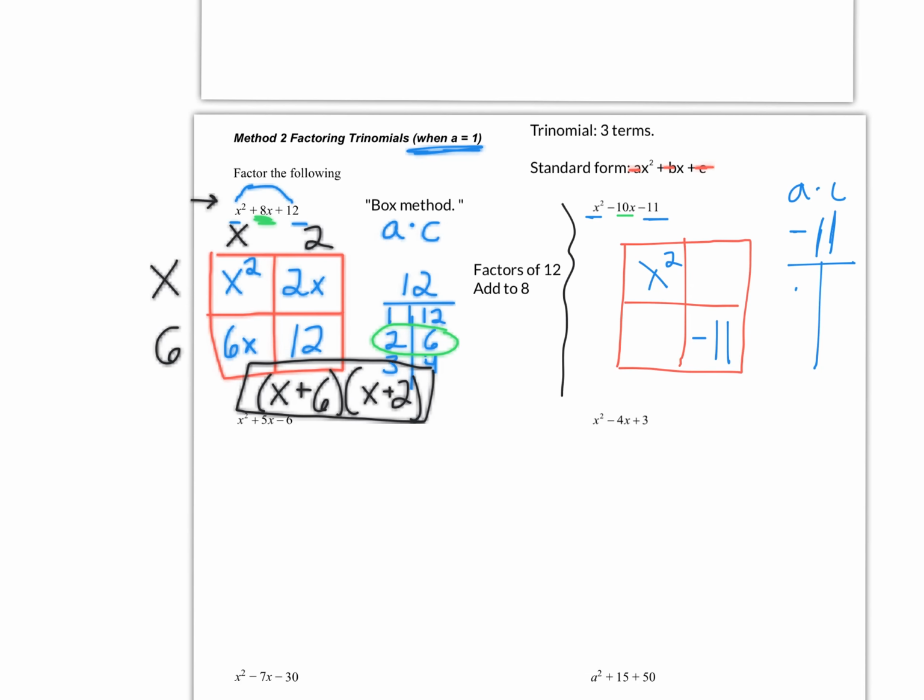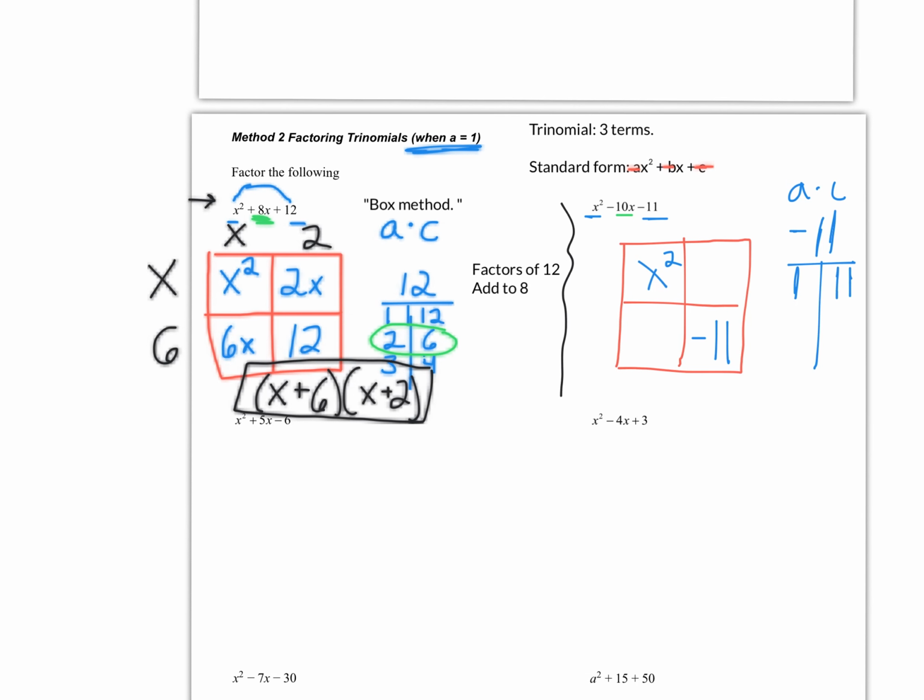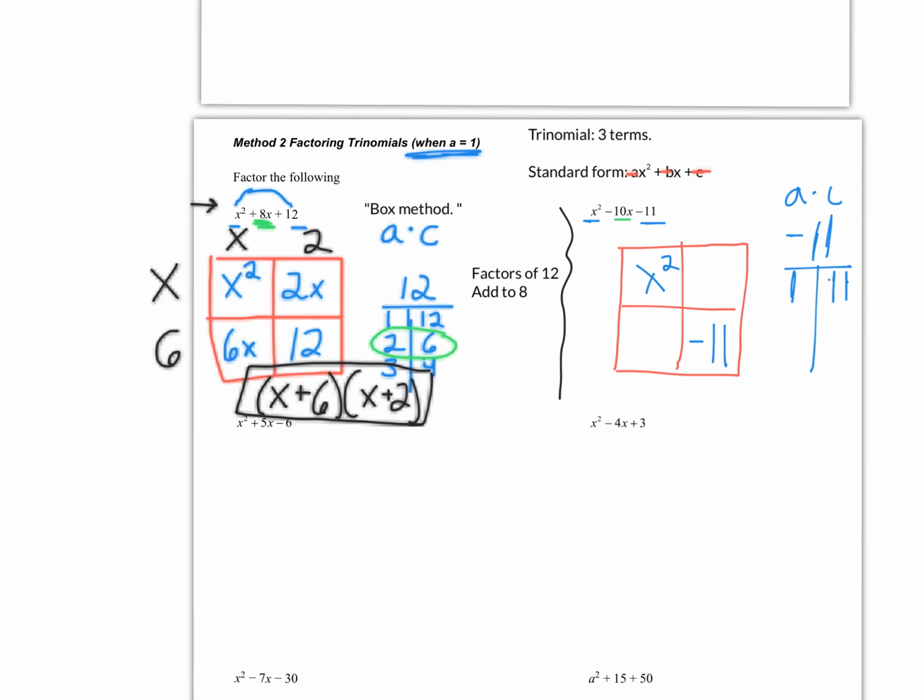Well, negative 11 only has one factor. Or two factors, 1 and 11. Now, which one of those is going to be negative? Well, if we make that 11 negative, that means it's going to add to negative 10. That's what we want. So I'm going to go ahead and put negative 11x and 1x, or just x.